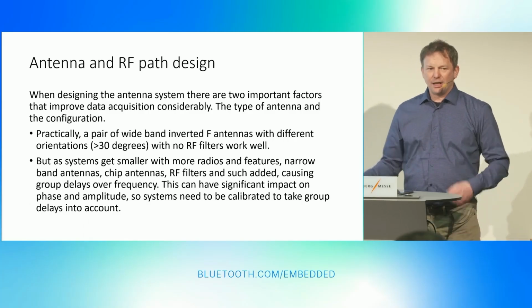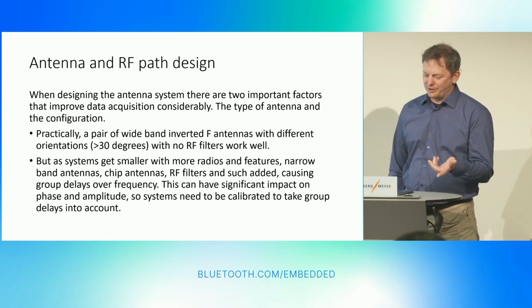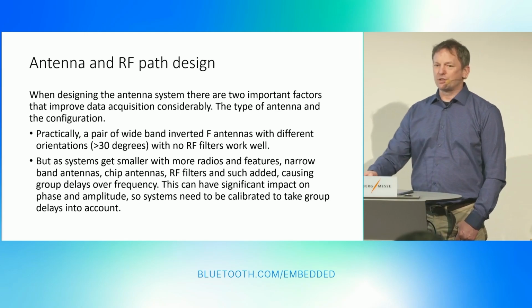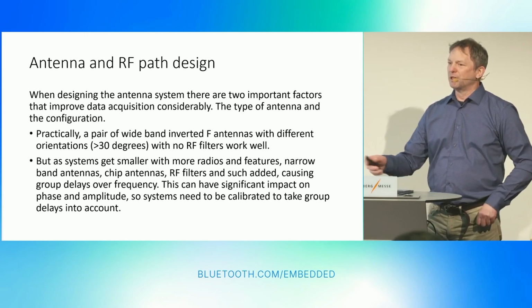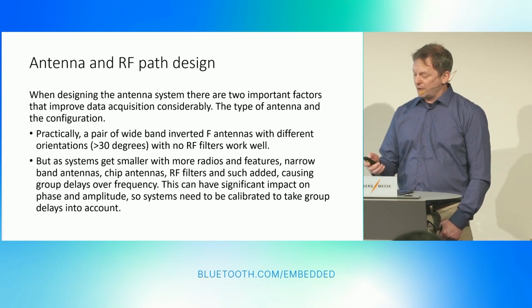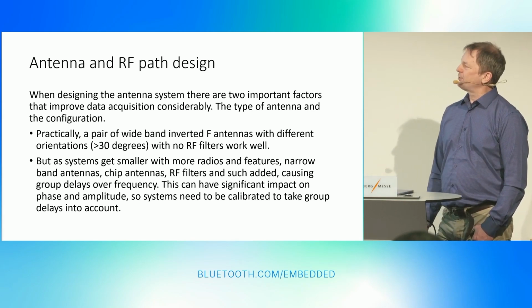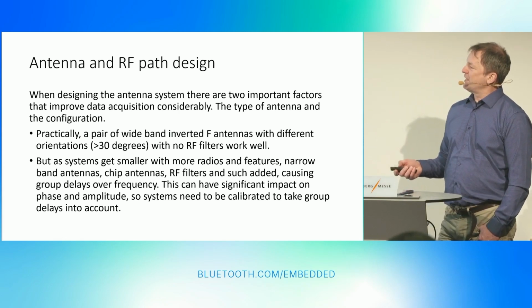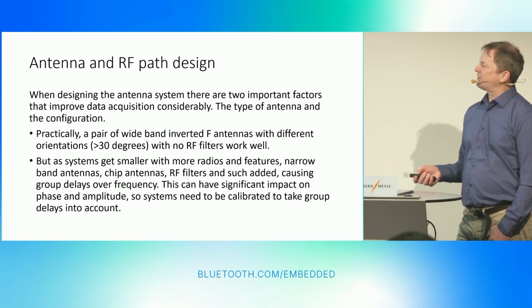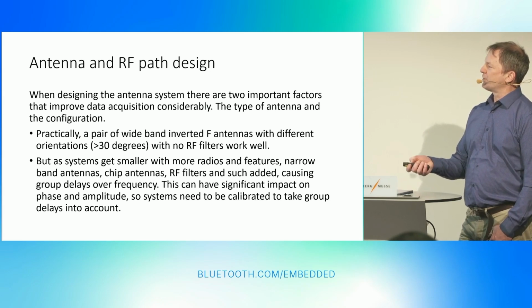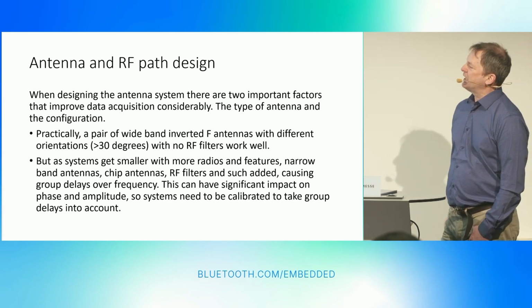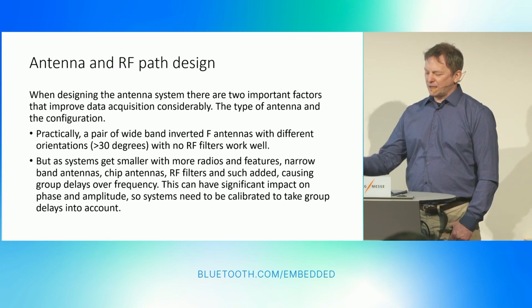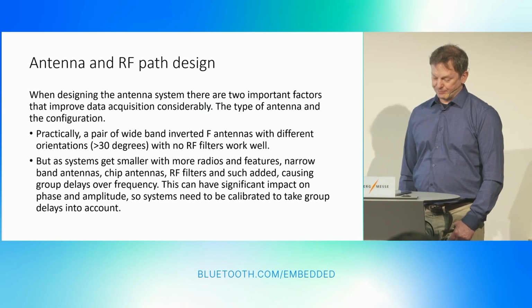That will help. But as the system gets smaller and you have them in the phone, you need to have smaller antennas, and for the smaller antennas, it's more difficult. Because these antennas will then be used on multiple bands as well, you will need to add filters, and this will add some delays. These delays vary over frequency, causing group delays, and these need to be calibrated at the end of the product.